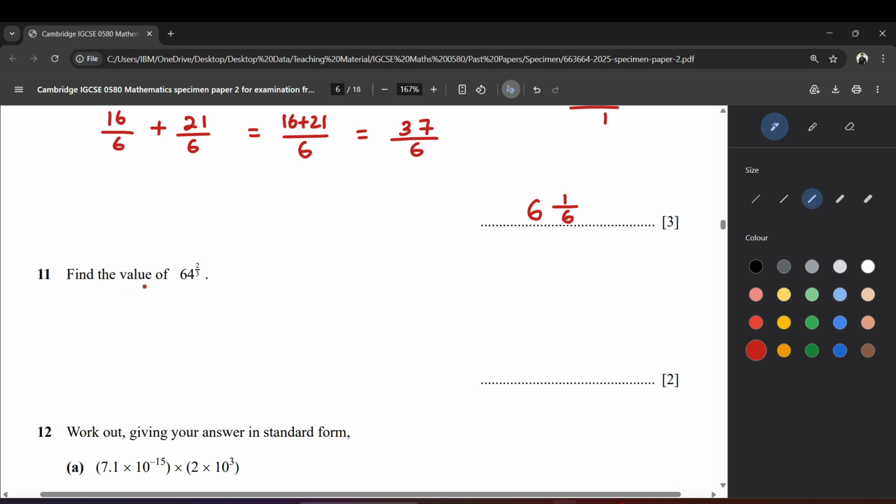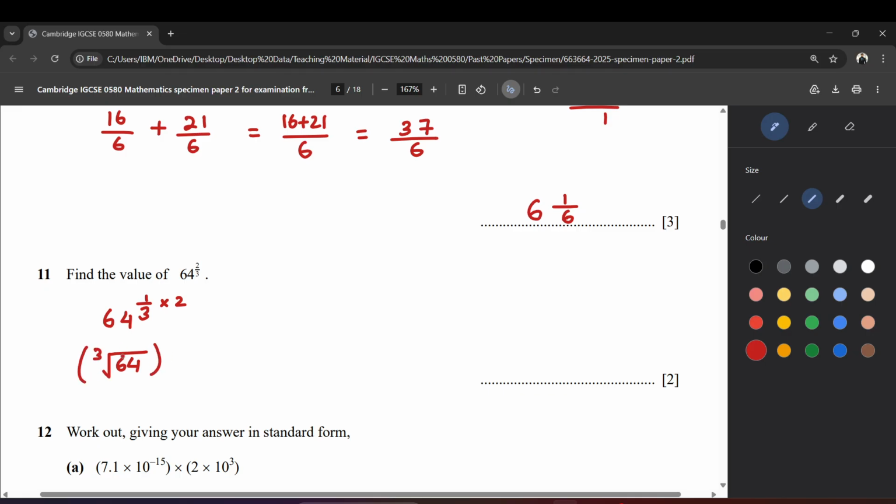Question number 11. Find the value of 64 to the power 2 upon 3. Okay, now this is one of the questions where students get confused. So look closely on how you can start this question. First of all, we can notice that this is a fractional power. If I want, I can split this power into two forms. I can say that 64 to the power 1 upon 3 multiplied by 2. Now having a power of 1 upon 3 means cube root.